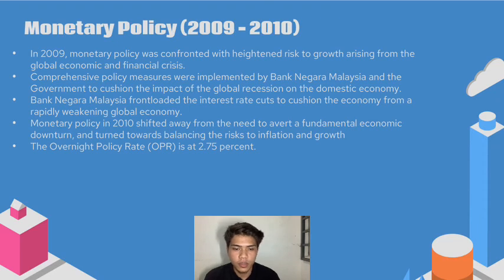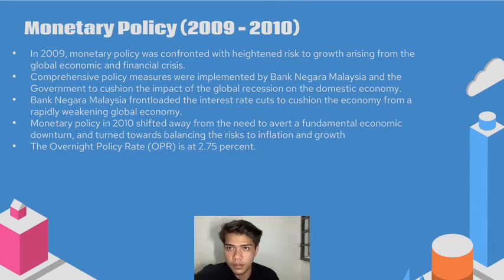Monetary policy in 2010 shifted away from the need to avert a fundamental economic downturn and turned towards balancing the risk to inflation and growth, while ensuring that monetary conditions were appropriate to prevent the build-up of financial imbalance. Bank Negara Malaysia decided to maintain the OPR at 2.75%. The MPC considers the current monetary policy as appropriate and consistent with the latest assessment of the economic growth and inflation prospects.